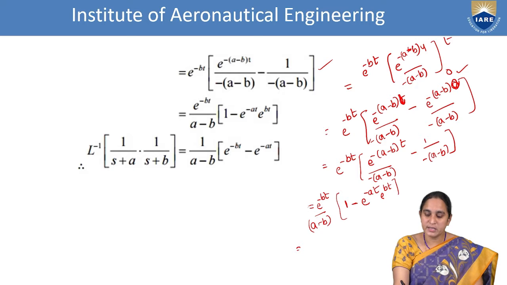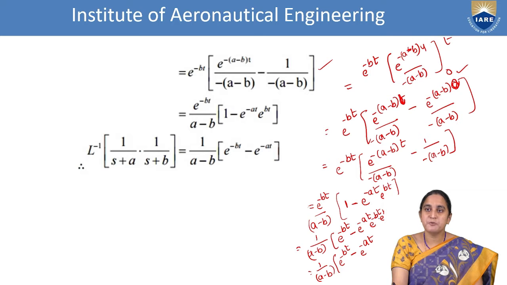E power minus bt I'll take inside the brackets, that is 1 by a minus b into e power minus bt minus e power minus at into e power minus bt into e power bt. That is 1 by a minus b into e power minus bt minus e power minus at. Here bases are equal, then we should add powers, that is e power minus bt plus bt as 0. Therefore, e power 0 value is how much? 1. That is 1 by a minus b into e power minus bt minus e power minus at.